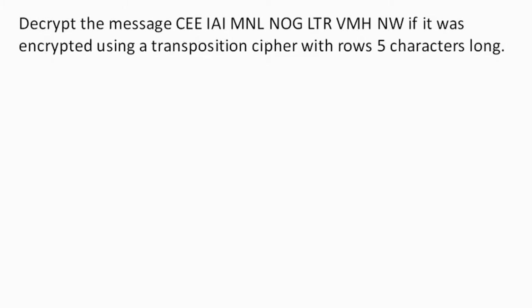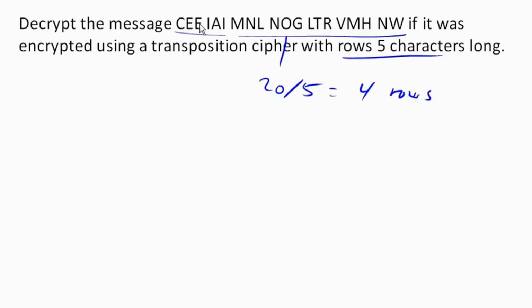The first thing we need to know is how many total characters I have here. In this case, I have 20 characters, and if each row is 5 characters long, that means I had 4 rows. Now remember, this text came from the column, so to decrypt this, I'm going to write CEEI down the first column. And remember, I just figured out that there are 4 rows, so I know to do it in groups of 4. Now I'm going to continue this for the rest of the message.